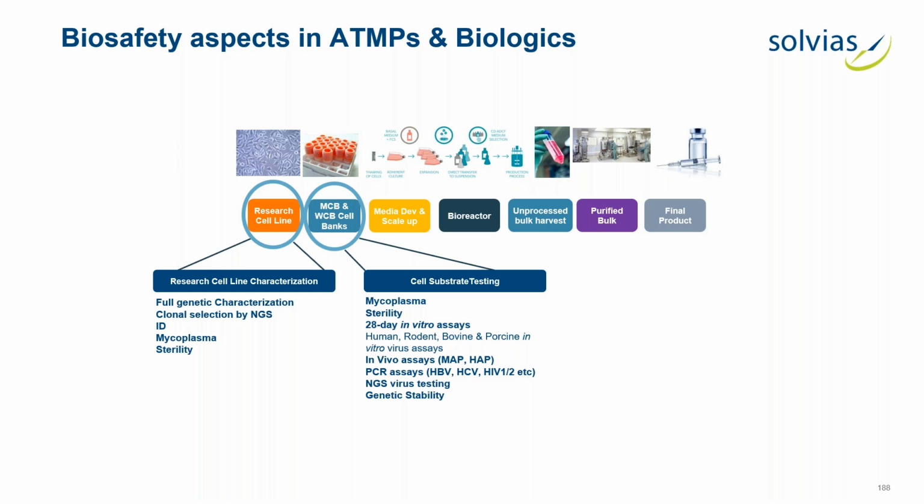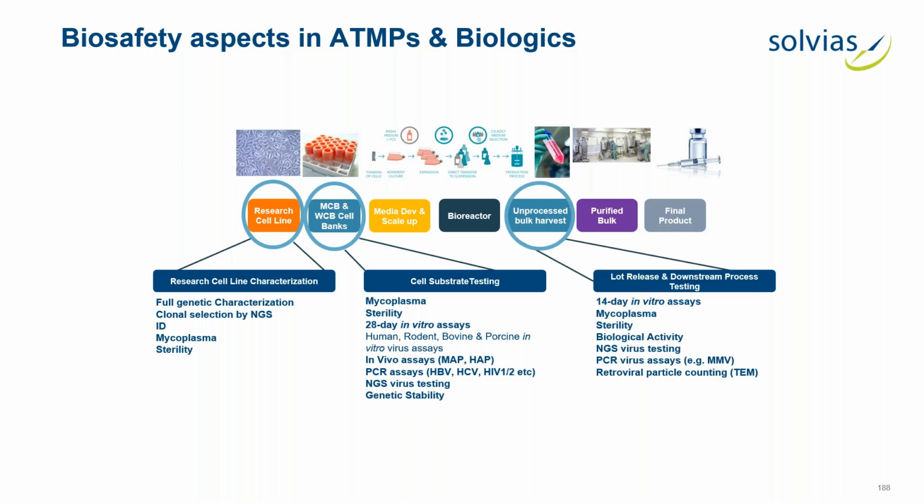And then we've got here the in vivo assays, the MAP, HAP, PCRs for viruses that are not classically detectable by in vitro: hepatitis alphabet, for instance, hepatitis B, hepatitis C, hepatitis D, unlikely, hepatitis E, not very detectable, HIV 1, 2, HTLV 1, 2, parvo B19, human cytomegalovirus, detectable, Epstein-Barr virus, not detectable. And then we have NGS virus testing and genetic stability, all relevant in biosafety to the master, working, and end of production or cells at limit stage here.